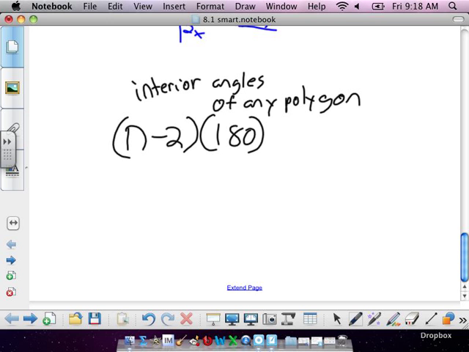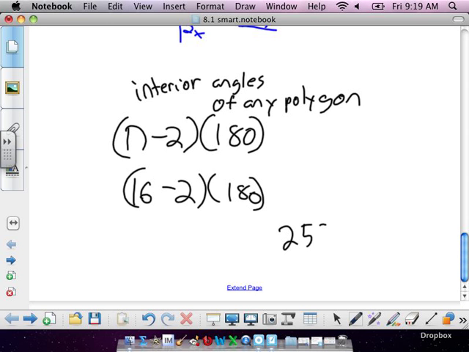Okay, so if I said something had 16 sides, where would you put the 16? N. So you'd say 16 minus 2 times 180. So 16 minus 2 is 14. 14 times 180 gives us 2,520. I just said if I had a polygon with 16 sides, so I just made that up.